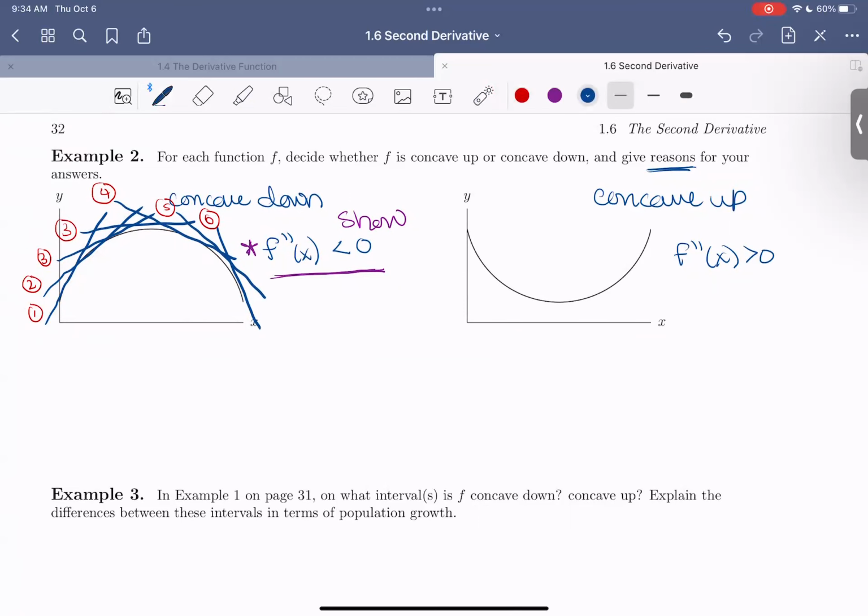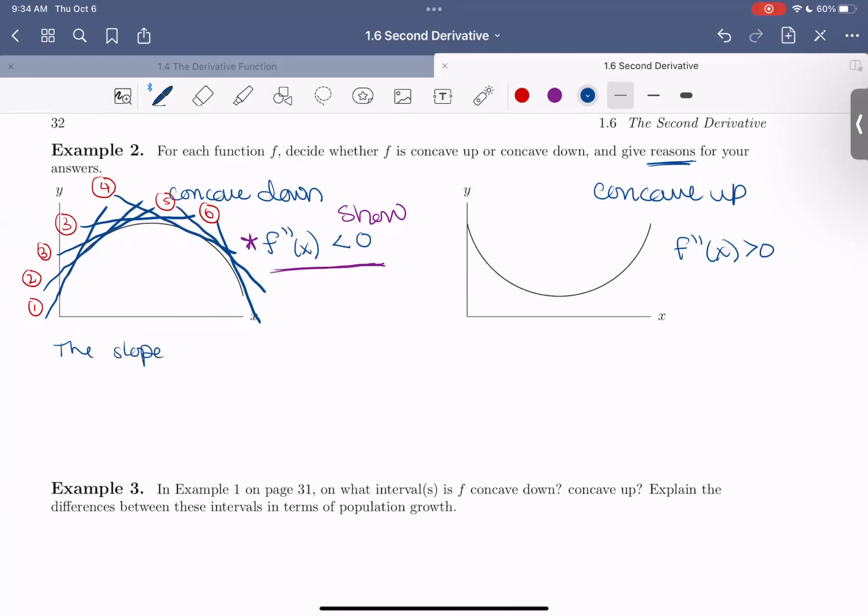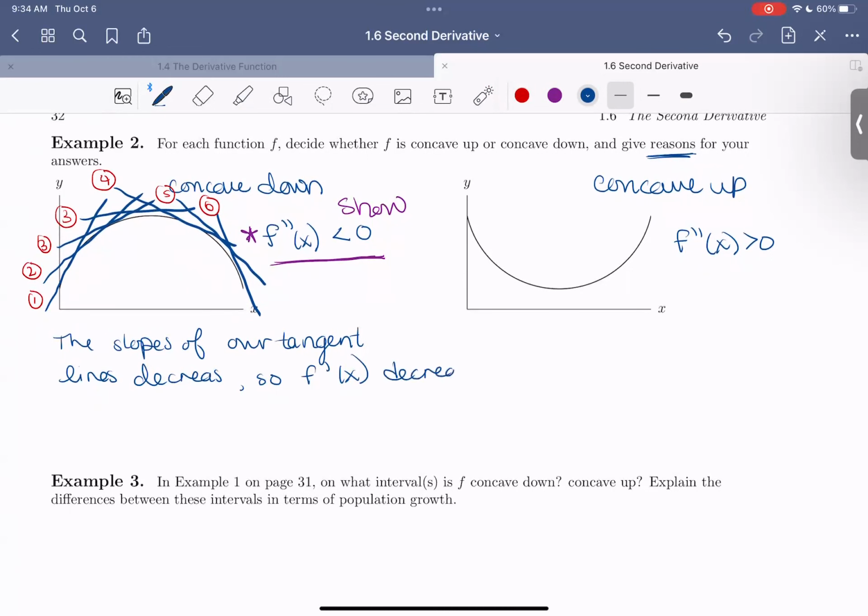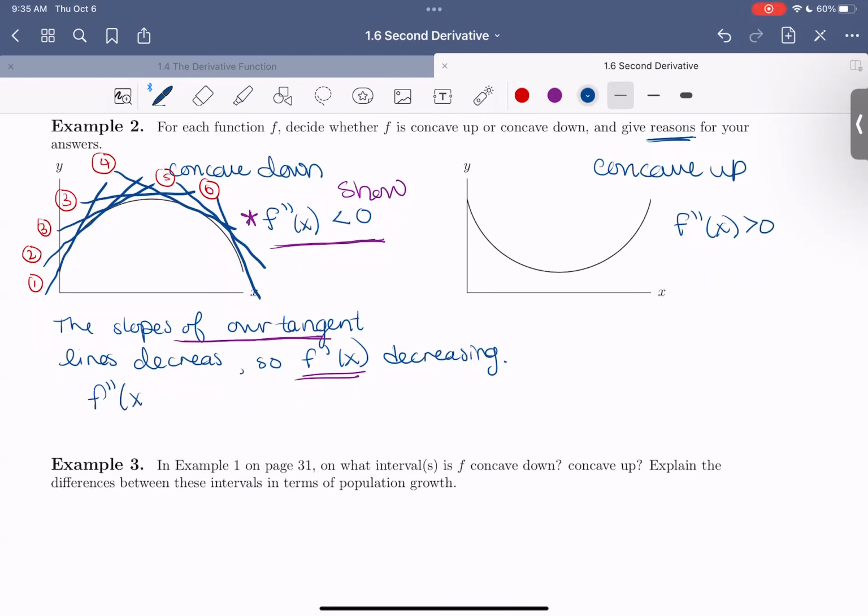To summarize our findings, we could say the slopes of our tangent lines decrease as we move left to right. So that first derivative is decreasing, because recall, the slopes of the tangent lines are the first derivative values. If our first derivative is decreasing, that would mean the change of our tangent lines is negative. In other words, the second derivative of x is less than 0, which is what we wanted to show.